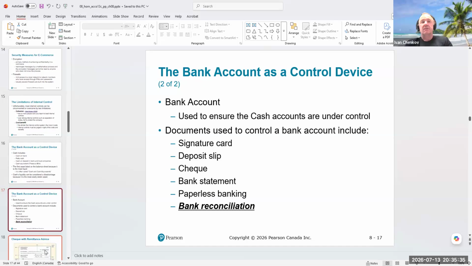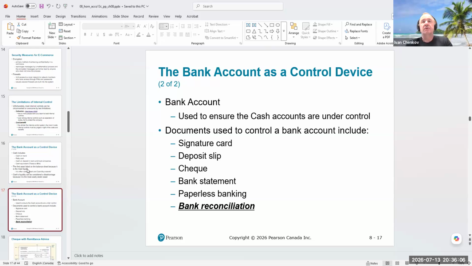Bank account. Let's go with the bank account. The bank account is to ensure that the cash is under control. That's how we're going to use the bank account as a tool to help us prevent losing the cash. Every time we have cash, we're going to try to put that cash in the bank account. Now, is the bank safe? That's a different question, so let's not go there.